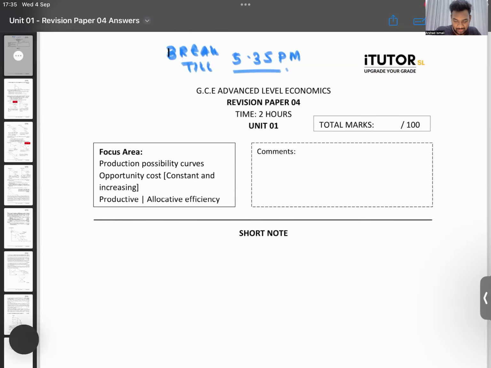Okay. So we'll start with the paper discussion. We'll just recap the area. We'll now go through the paper and see how it goes.